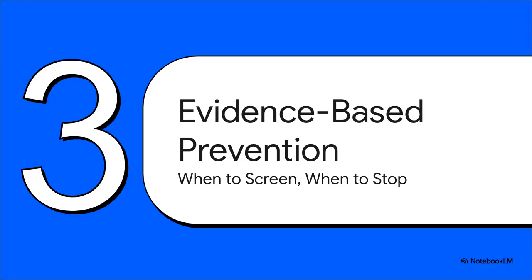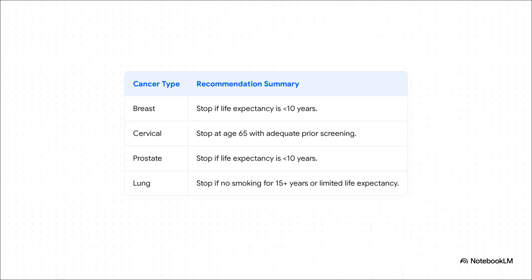So let's see how this concept helps us make practical, evidence-based decisions, especially when it comes to that really tough conversation about when it's time to stop cancer screening. Notice a key pattern here. For breast and prostate cancer, the recommendation isn't tied to a specific age, is it? It's tied directly to that 10-year life expectancy we just talked about. This is your evidence-based guide for starting those really crucial shared decision-making conversations.